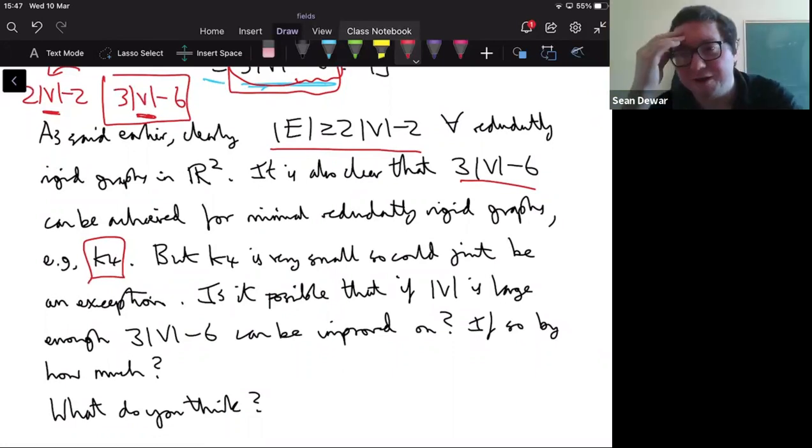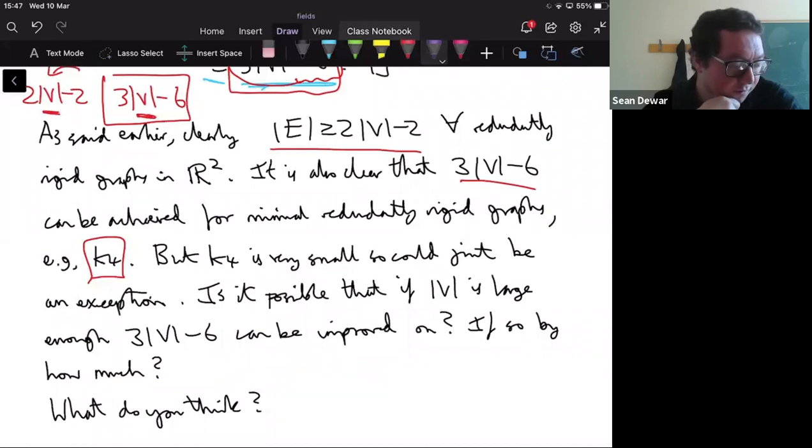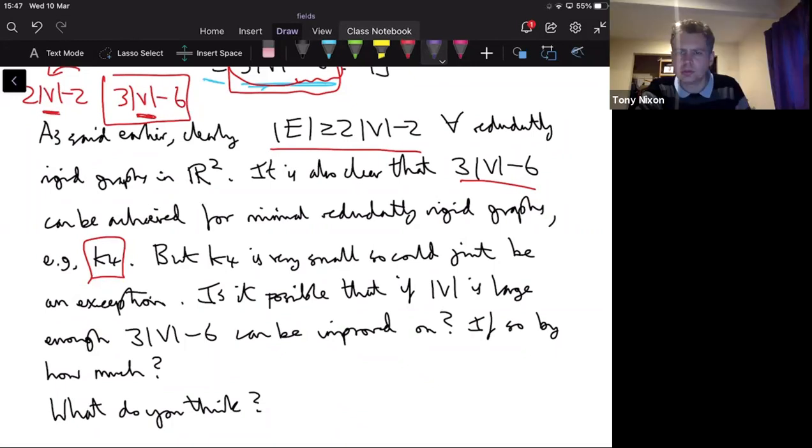Would it be true that if you took something that was minimally rigid in 3D with a vertex of degree 3 and then considered it in 2D? So I think that would be redundantly rigid, but I don't know if that would be minimal, actually, thinking about it. So yes. Yeah. Well, no, forget it.